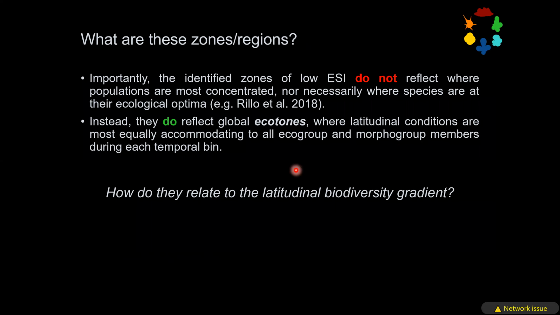So importantly, what these red zones represent, these zones of low specialization, zones of generalization, equitable zones, is that they do not reflect zones where populations are most concentrated, nor necessarily where species are at their ecological optima. Instead, what they do represent is global ecotones. And these are regions where latitudinal conditions are the most equally accommodating to all of our ecogroup and morphogroup members during each of our temporal bins. This was the ecogroups I was showing you, but the morphogroups do show a very similar pattern as well. So how does this latitudinal pattern relate to the latitudinal biodiversity gradient?